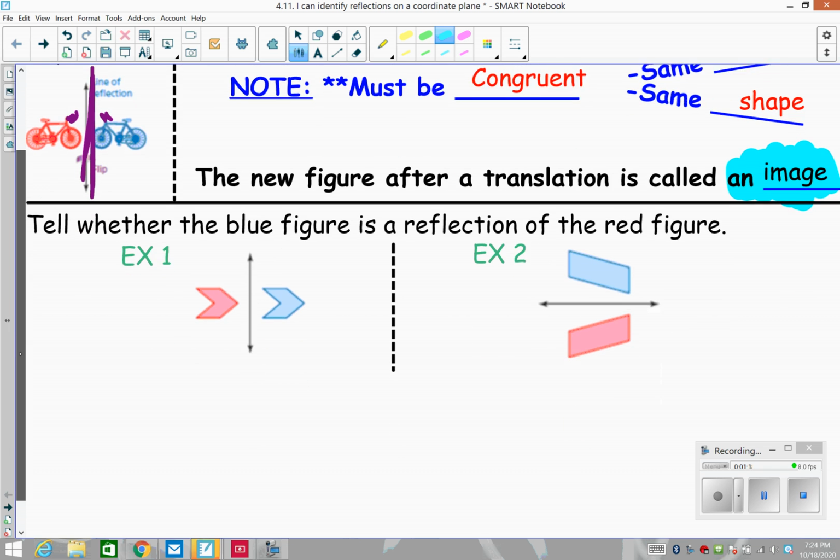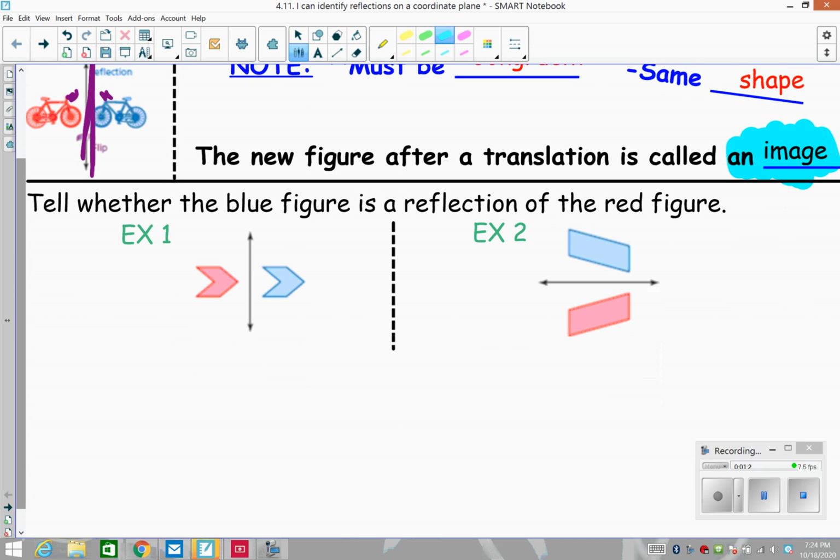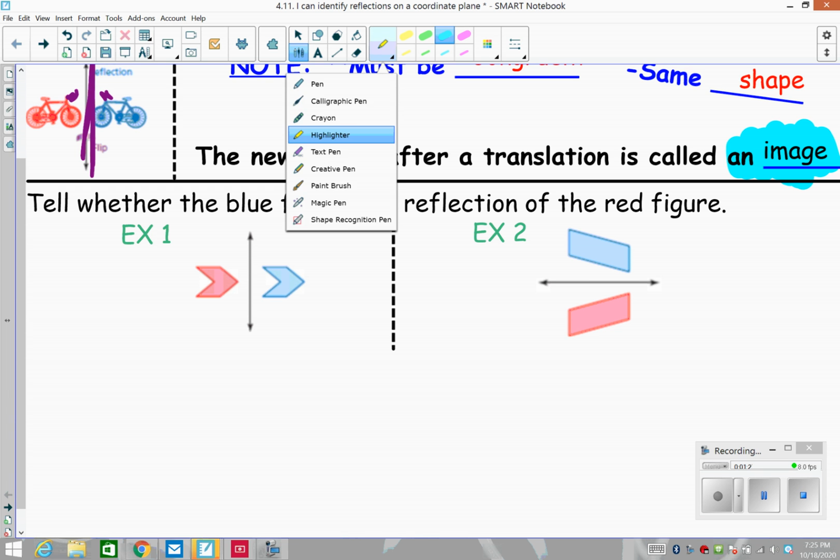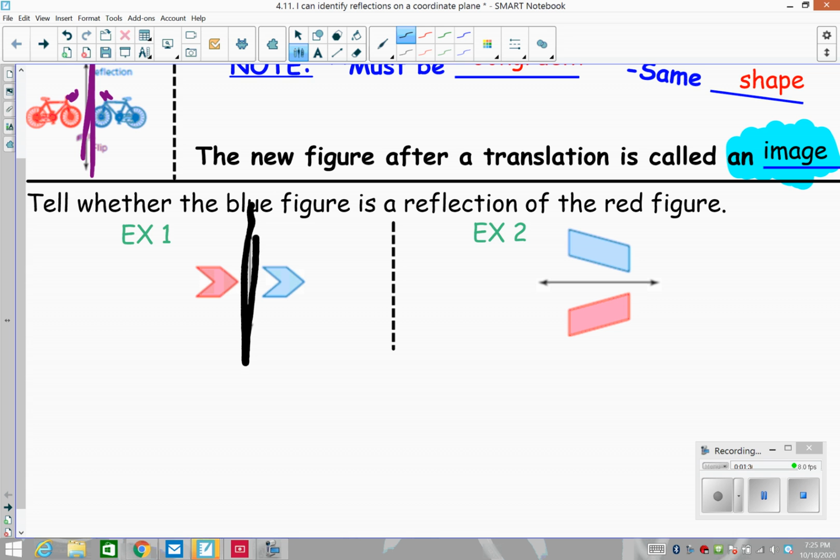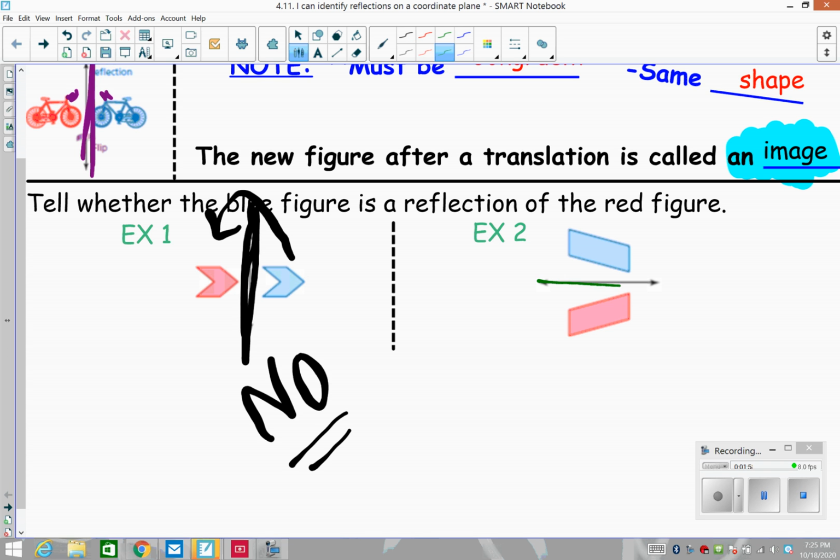So let's first talk about whether something is a reflection or not. To tell whether the blue figure is a reflection of the red figure, we're supposed to say yes or no. Here's the line. Is it true that the blue figure, when flipped over the line, is a reflection? Which means, did we flip it to make it a reflection? If we look at this blue to red, no, we did not flip it, so it's not a reflection. In fact, it looks more like a translation, like a slide. So I can stop right there. It does appear to be congruent. It does appear to be the same distance from the line, but it never got flipped, so it is not a reflection.